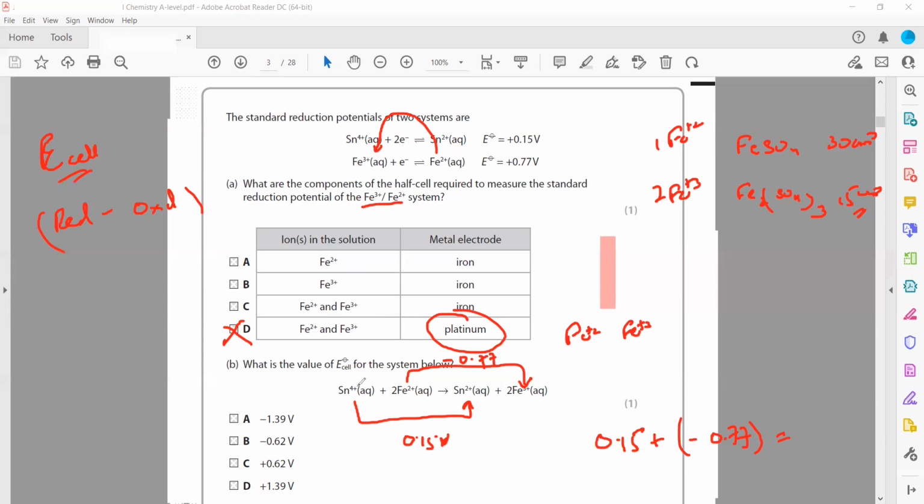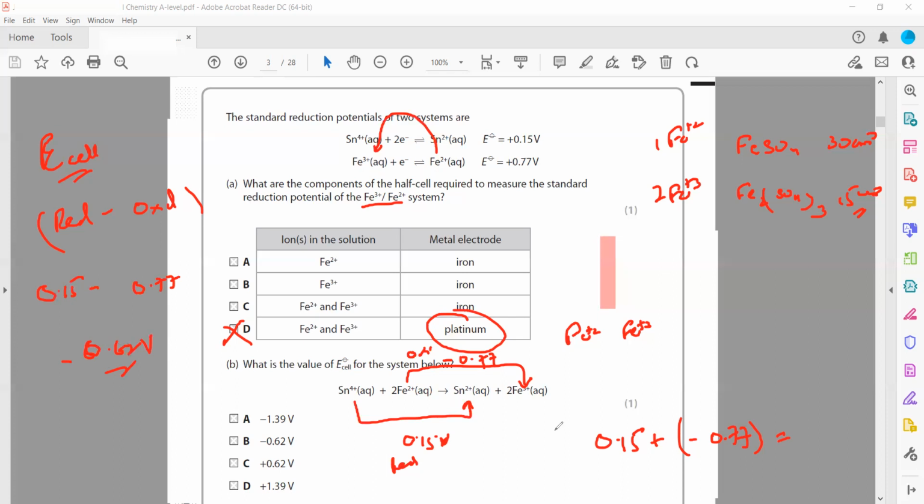So according to this equation, tin 4 is converted into tin 2, so that is reduction. And iron 2 changes to iron 3, so that is oxidation. So reduction potential is how much? 0.15 minus oxidation potential, 0.77. So when we substitute, we'll get minus 0.62.